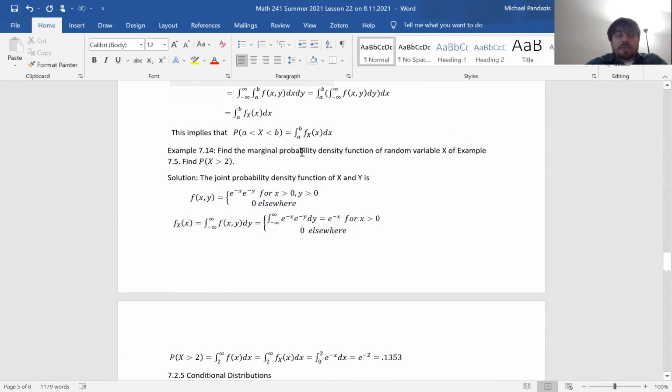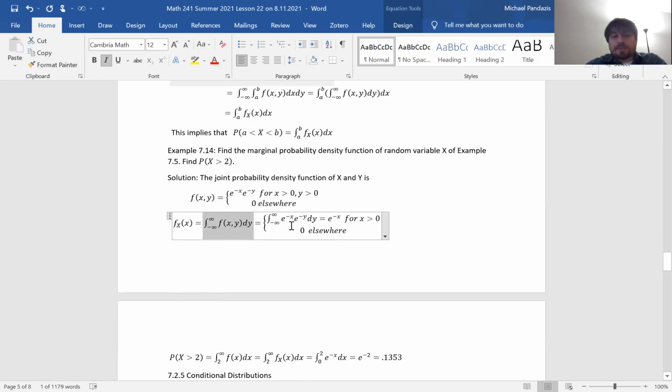Find the marginal probability density function, right? Because this is what we want to find, right? Okay, so I just give you the PDF here. There you go. And so this is equal to this by definition, because it's with the x one. So you're integrating with respect to y. If you're integrating with respect to y, the only y values you care about are y positive. Okay, so this is the PDF, and you're integrating there.